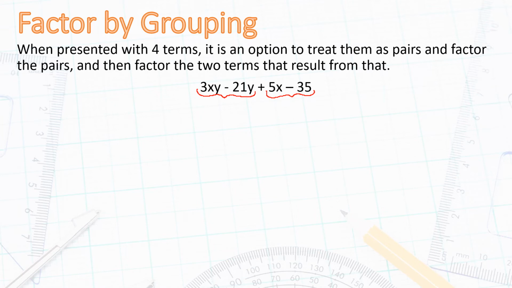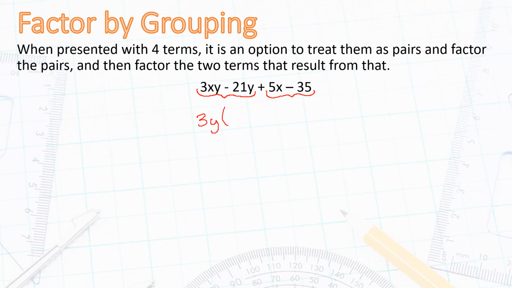Versus the first 2, 3 goes into 21 and 3, and there's a y common as well. And then for the last one, we've got a 5, which goes into 35. So doing the first 2, greatest common factor of 3xy minus 21y is 3y.